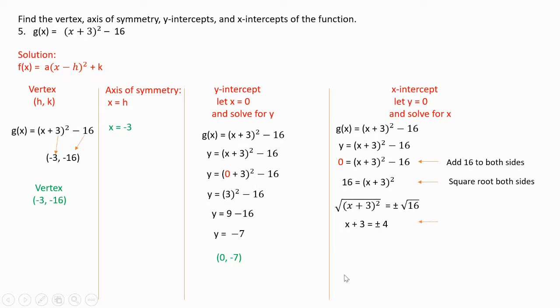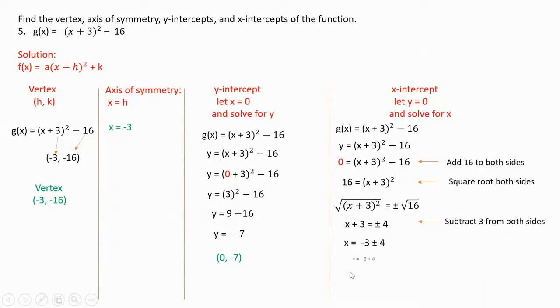Now I'm going to subtract 3 from both sides. So x equals negative 3 plus or minus 4. It's always wise to put the negative 3 first, because if you have plus or minus 4 minus 3, it's a little bit more confusing for the student. So always put the negative 3 first.